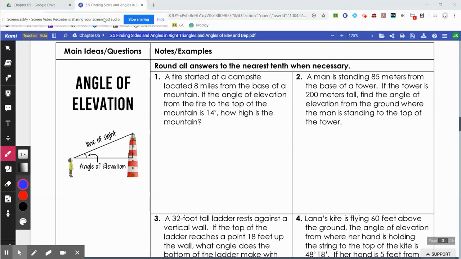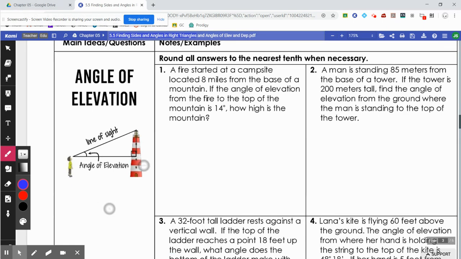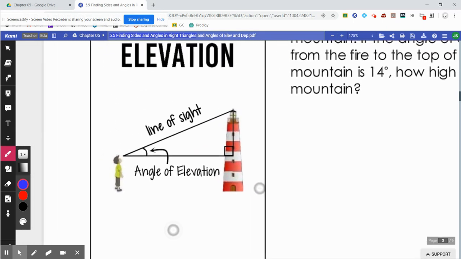Okay, in this video, we're going to be talking about angles of elevation and angles of depression. We're going to use the exact same math that we did in the last lesson to find these values. Now, first off, by definition, let's look at what we mean by angle of elevation.